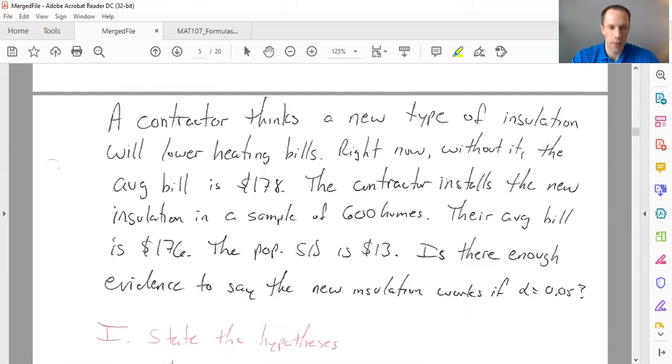Here's another example. It says a contractor thinks a new type of insulation will lower heating bills. Right now, without it, the average bill is $178. The contractor installs the new insulation on a sample of 600 homes. Their average bill is $176. Population standard deviation is 13. Is there enough evidence to say that the new insulation works if alpha is equal to 0.05?